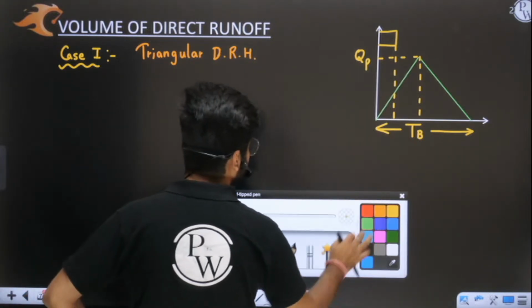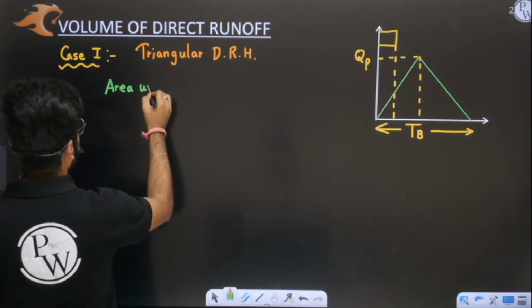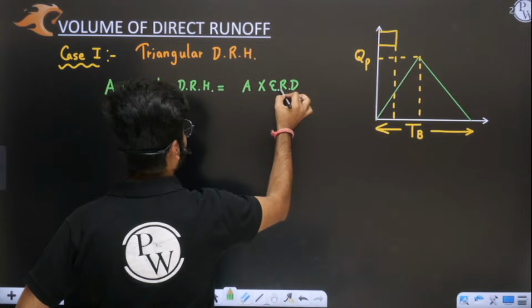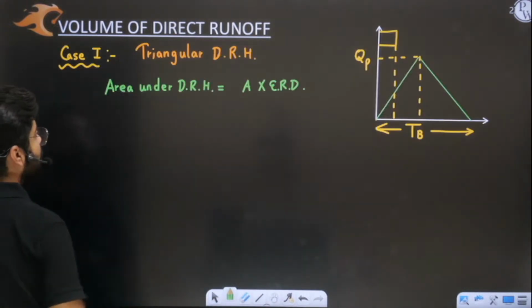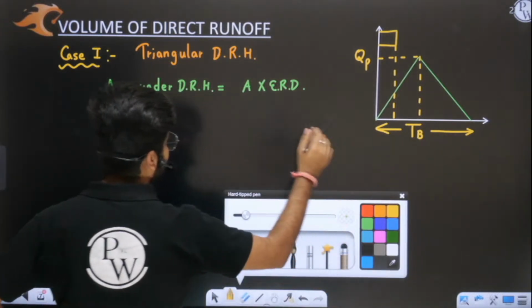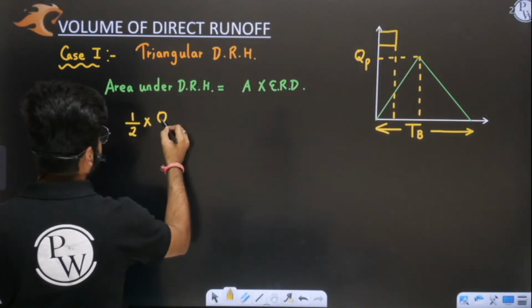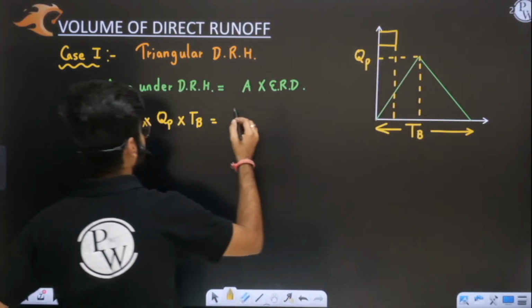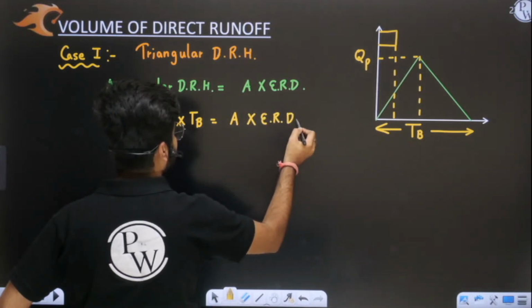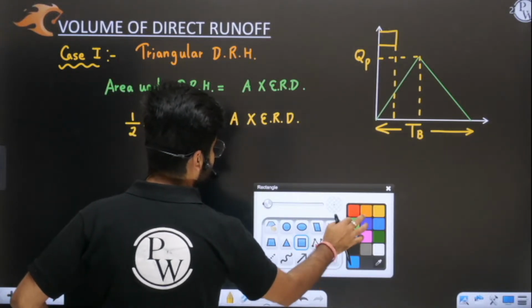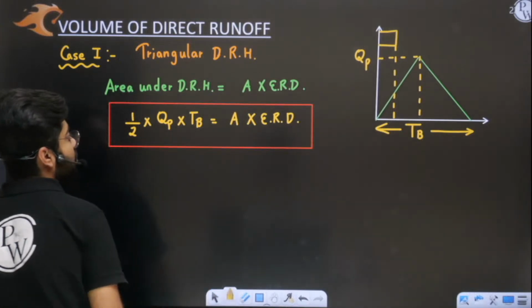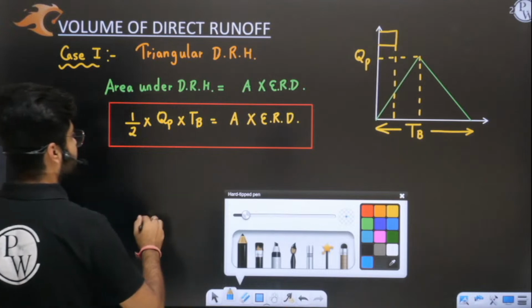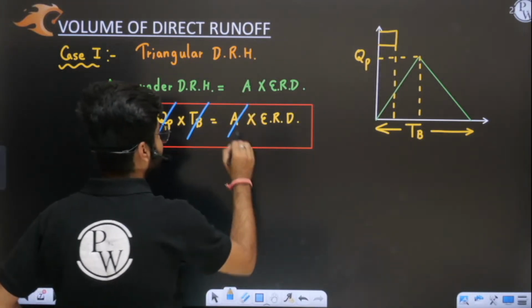Now how will you find the area? You know the concept that area under DRH is equal to catchment area into effective rainfall depth. I know this equation from before, which we have already discussed. So how will you find the area under DRH? Everyone knows how to find the area of a triangle. It is simply half into base into height. This is height QP, and this is base TB, equal to catchment area into effective rainfall depth. So this is the first important formula, which we will apply. In this equation, I can see four things: QP, base time, catchment area, and effective rainfall depth.